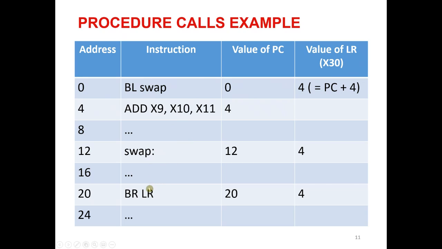I will do what I need to do. And when I'm here, I return the control. I branch to a register. So if I go to the link register, I will see, oh, the next instruction to perform is in address 4. So I go to address 4, and then the program counter value is 4, and I continue with my program.